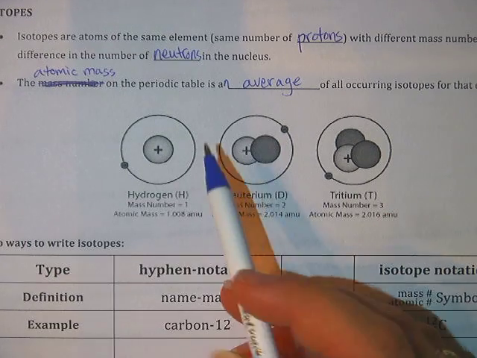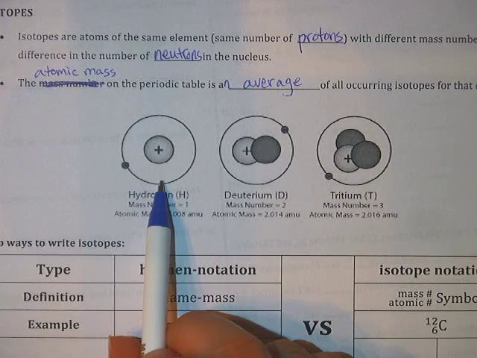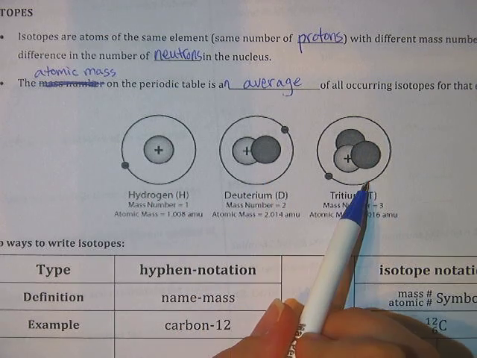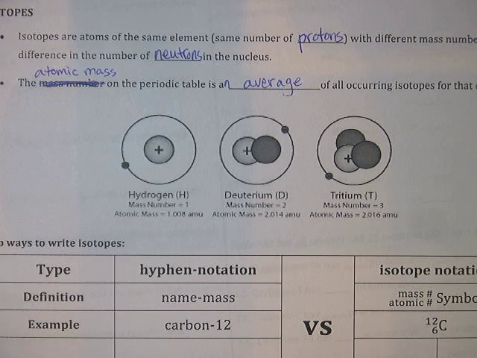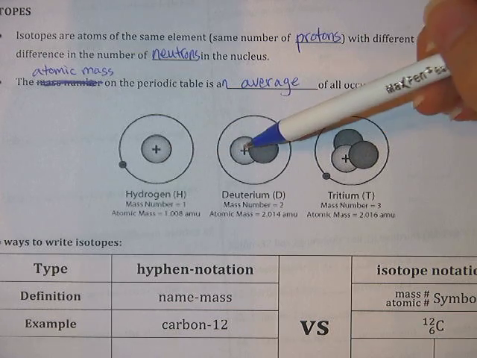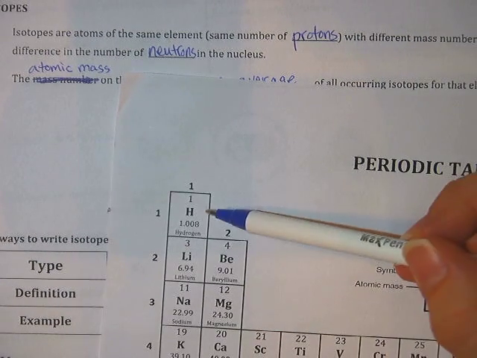But isotopes. We have 3 pictures here. There's hydrogen, normal hydrogen. Then there's deuterium and tritium, which are 2 different isotopes of hydrogen. I know they're all hydrogen because they all have 1 proton. And if there's an atom with 1 proton, that means its atomic number is 1, and it has to be hydrogen.